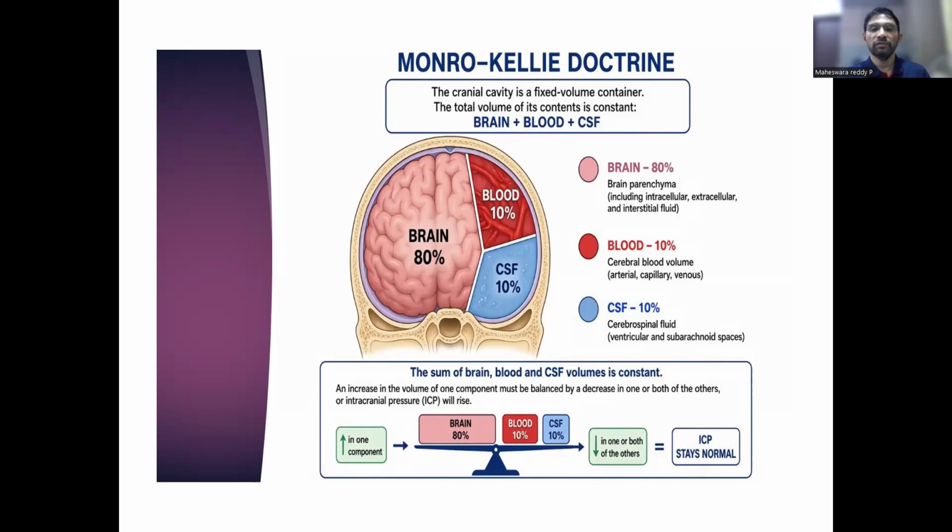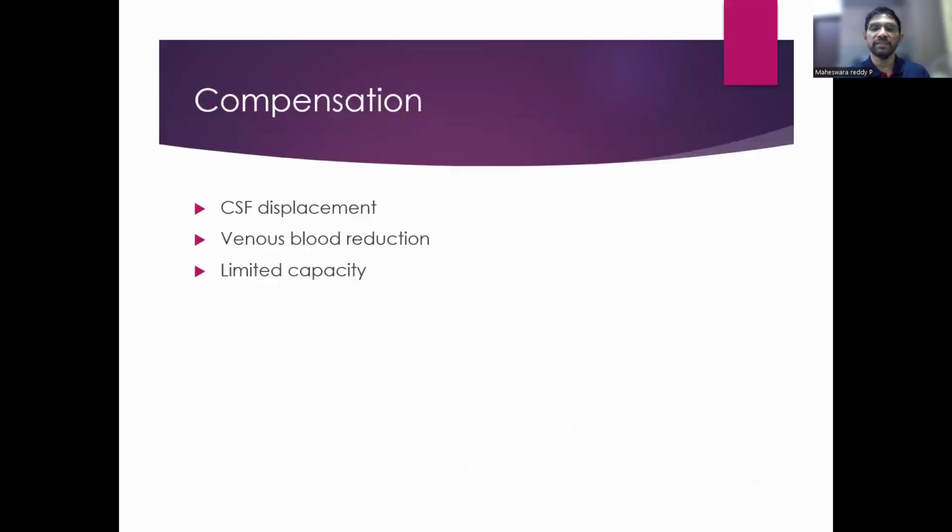So, if there is an increase in intracranial pressure, the brain compensates. How? The first thing is it displaces the CSF from the cranial cavity into the spinal cavity. If there is still an increase in the intracranial pressure, in the form of any accumulation of bleed, there will be compensation in the form of venous blood reduction. The venous blood will flow out from the cranial cavity, but compensation has limited capacity. It cannot go on expanding. After that, the ICP will rise dangerously.